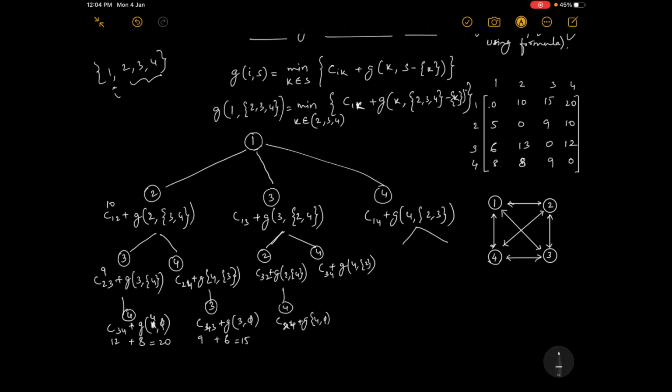Here it can go to 2 positions, either 2 and 3. So it is C 4 2 plus G of 2 comma 3. Here C 4 3, okay, 4 3 plus G of 3 comma 2.